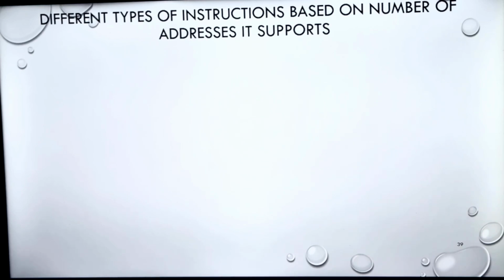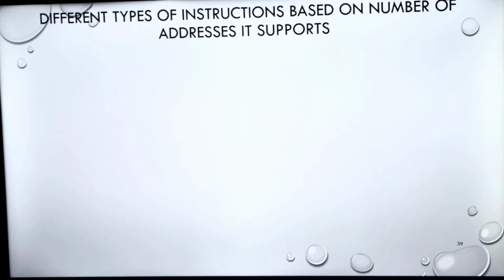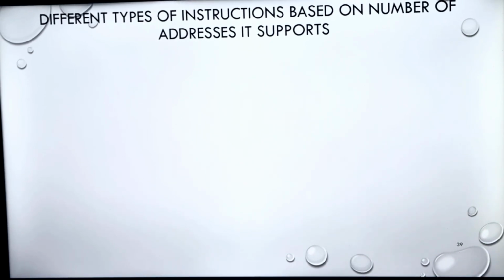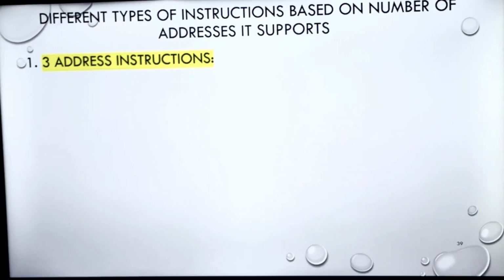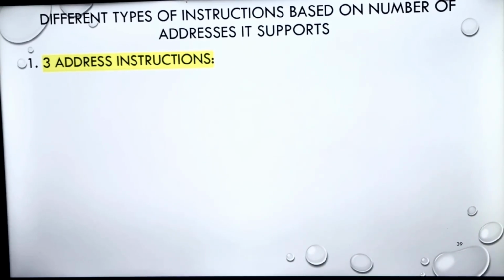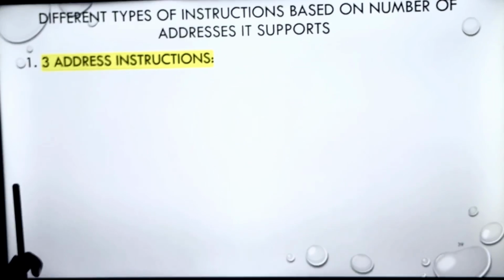Now, based on the number of addresses your instruction supports, we have some different types of instructions. We can divide our instructions into multiple types. Number one, 3 address instructions. From the name, you can easily understand what it is. It says the instructions that can hold up to 3 different addresses. The addresses can be general purpose register addresses or main memory locations, right?